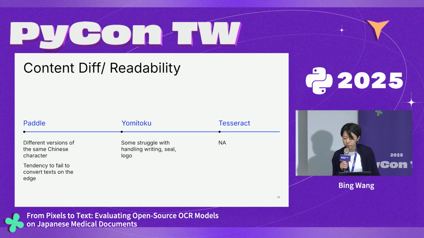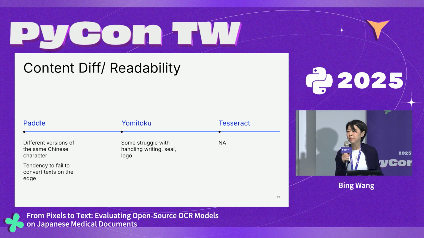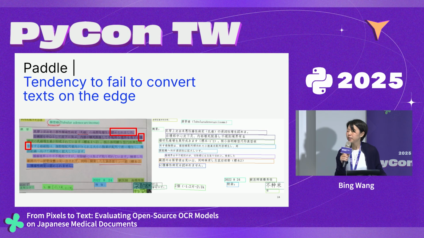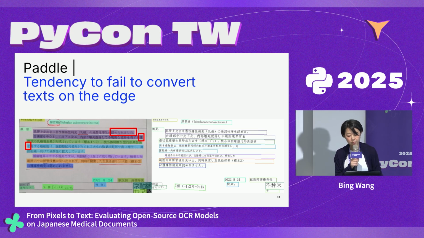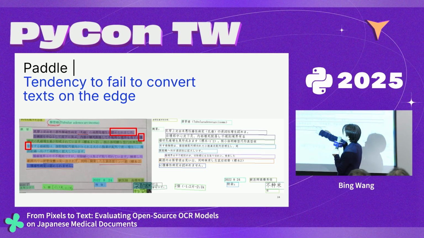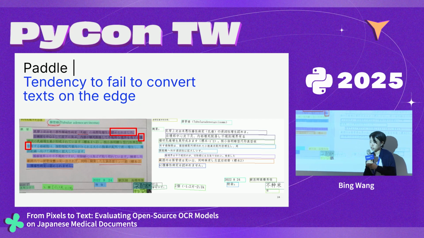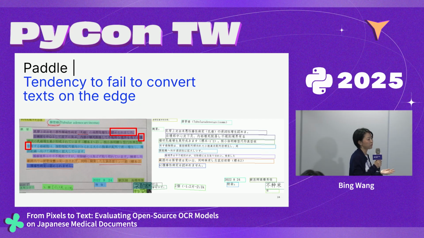And then when it comes to content differences and readability, exactly what type of information these models got wrong. When it comes to Paddle, the same issue. It struggles sometimes with content on the edge. Like for this document, it did manage to recognize where the texts are, but somehow it still missed a lot of the characters. For example, this part is missing, and these two characters on the edge of the lines, the model just failed to convert them.